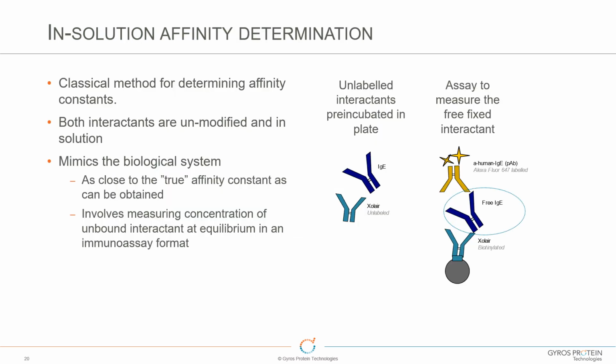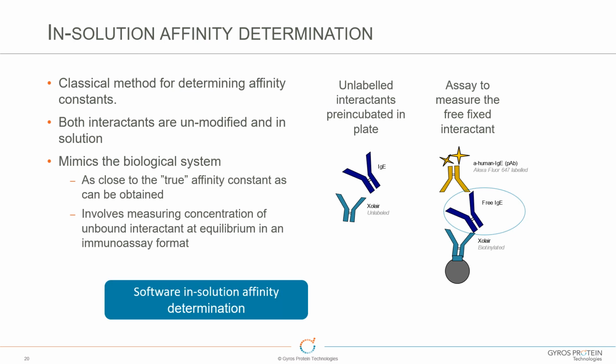So also as part of this project, we wanted to calculate the affinity for the IgE and omalizumab interaction. One thing that Gyrolab can do is we have an affinity module. This affinity module allows you to do in-solution affinity determination. The good advantage of this is it's good for high affinity interactions, but also good for low affinity interactions, and it actually measures things in solution.